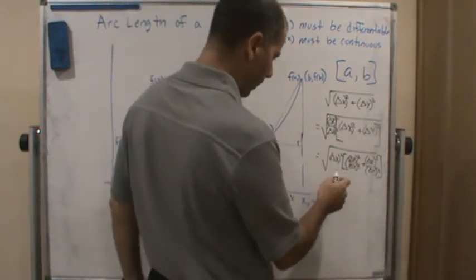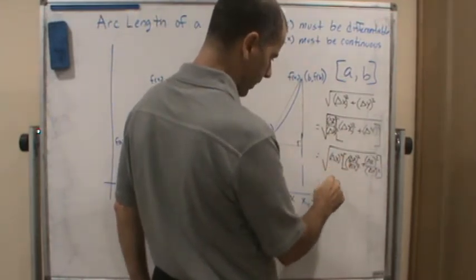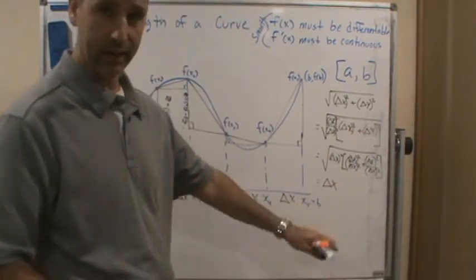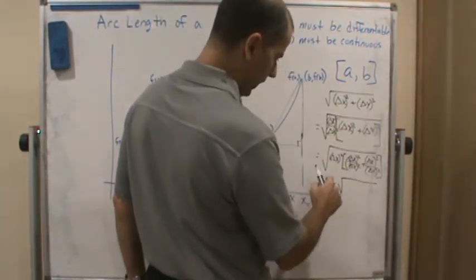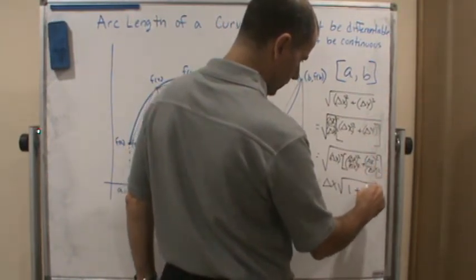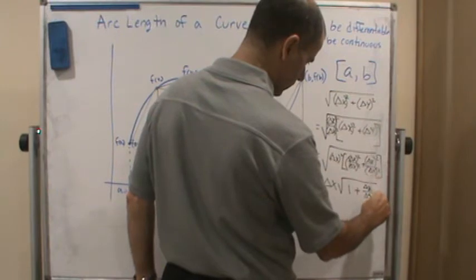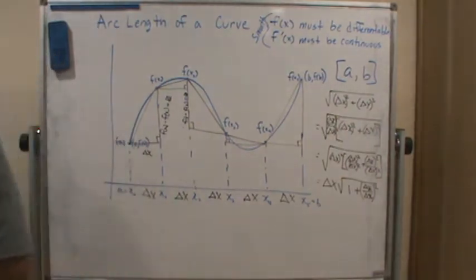So now I'm going to pull this out of the radical, because I can take the square root of it and pull out delta x. Then what's left inside I'm going to simplify, and I get 1 plus delta y over delta x quantity squared. So I'm just rewriting it. You'll see why in a moment.